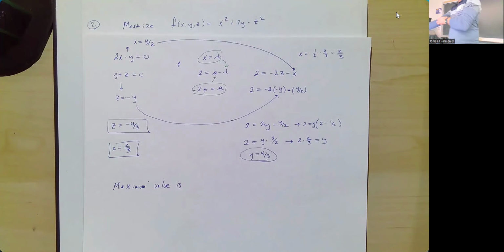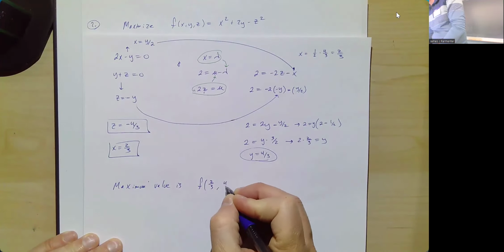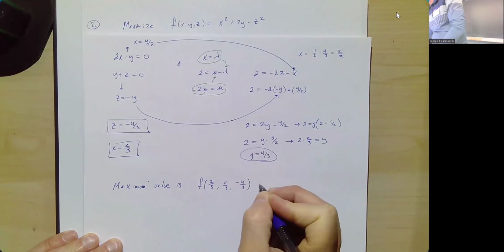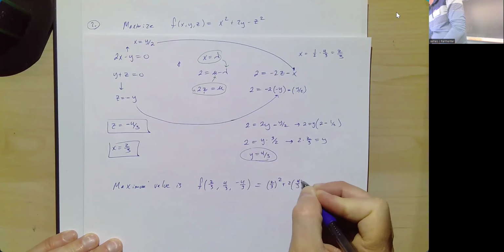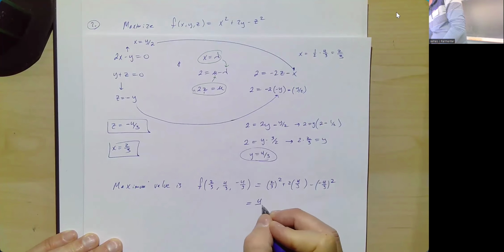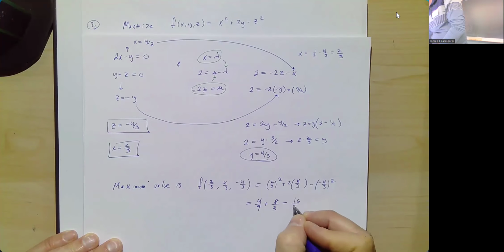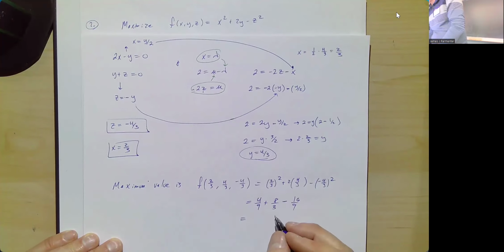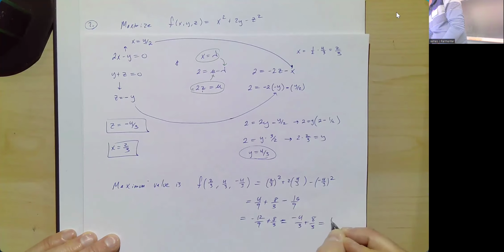So the maximum value is going to be f of 2/3, 4/3, negative 4/3, which is 2/3 squared plus 2 times 4/3 minus negative 4/3 squared, which is 4/9 plus 8/3 minus 16/9. 4 minus 16 is negative 12, so negative 12/9 plus 8/3 is negative 4/3 plus 8/3, which is 4/3. Gross.